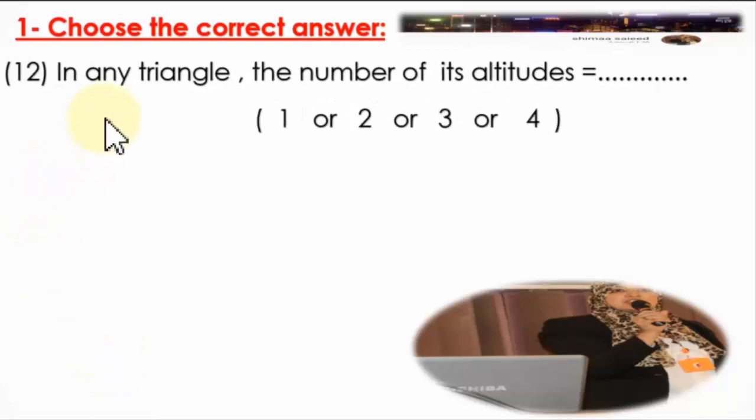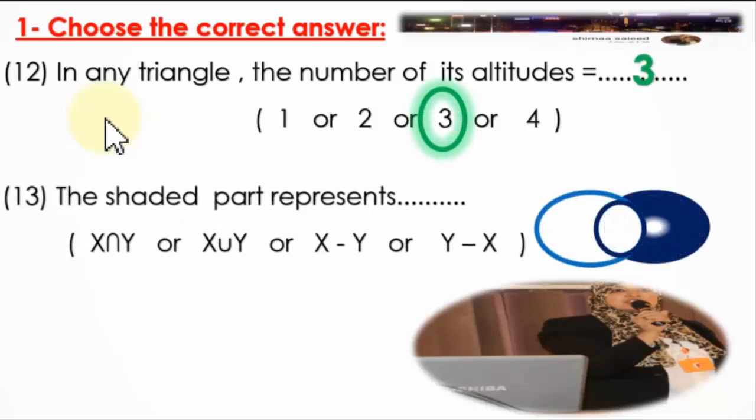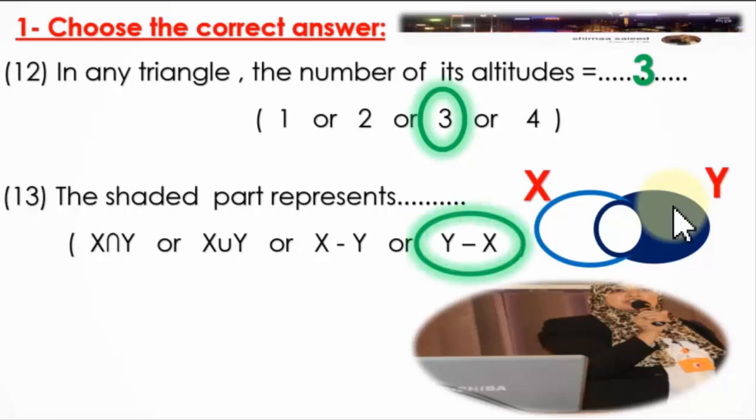In any triangle, the number of its altitudes is 3. Excellent. The shaded part represents, is it x difference y or y difference x? Y difference x. Here we have y difference x.